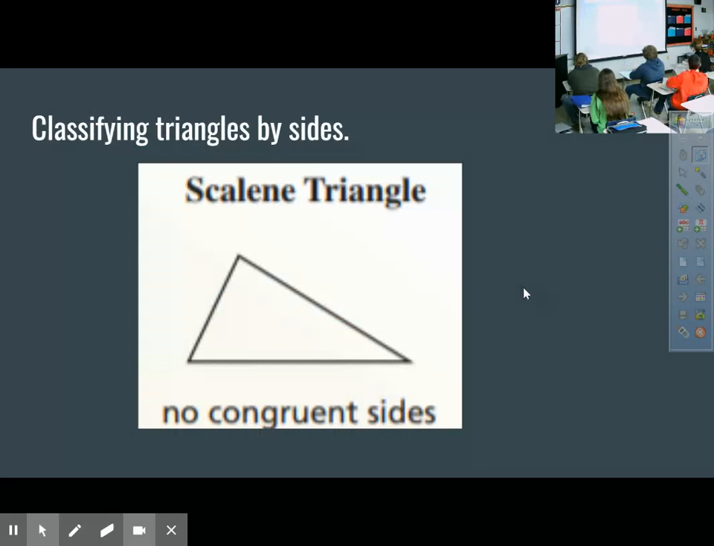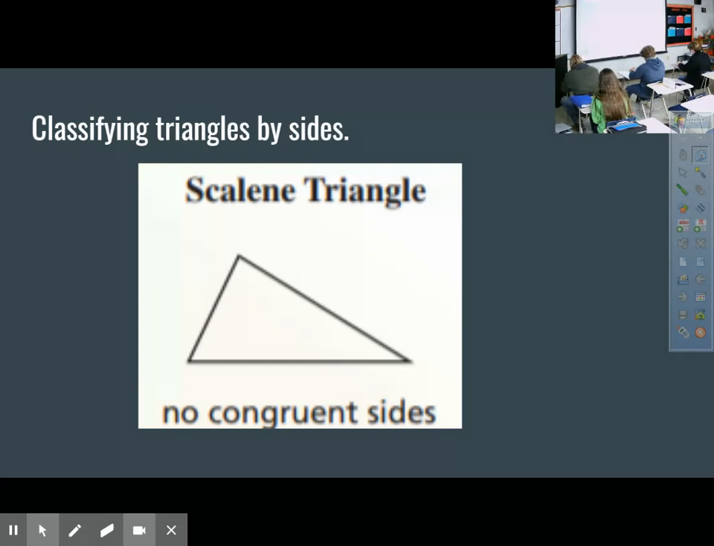Alright, so first is a scalene triangle. So over there under teacher notes where you see scalene triangle, I need you to write the definition of scalene triangle, which is no congruent sides. That means none of the sides measure the same length. All 3 sides are different lengths. That's a scalene.